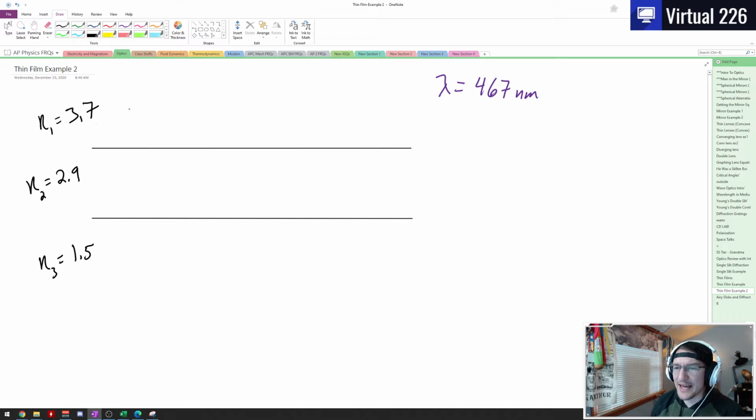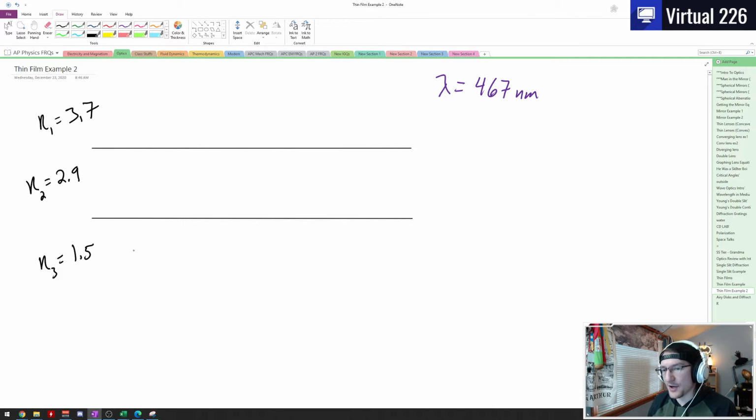She gave me some light, and it's going to be a violetish color, based on the wavelength of 467 nanometers. Some violet light is coming down through some medium. I don't know what it is, but it has an index of refraction of 3.7, and it's entering a thin film of thickness T, which we'll have to solve for, with an index of 2.9. And then the backside of that film has an index of 1.5.